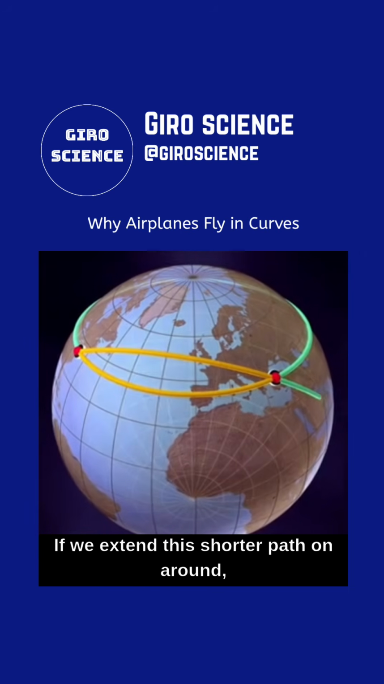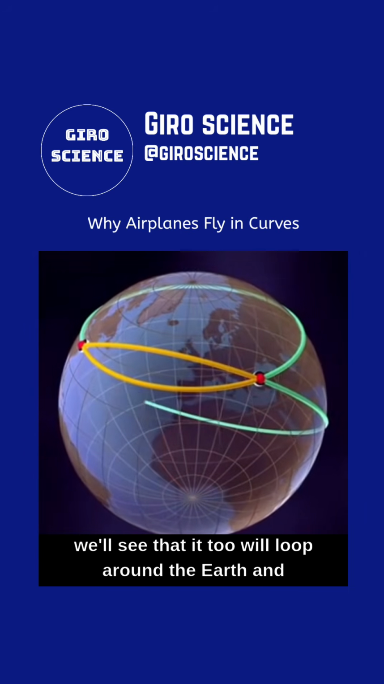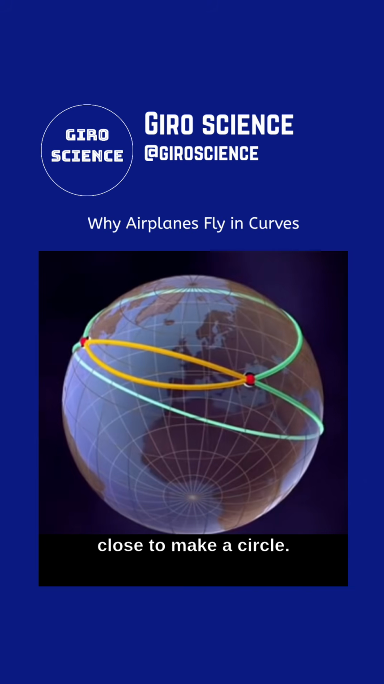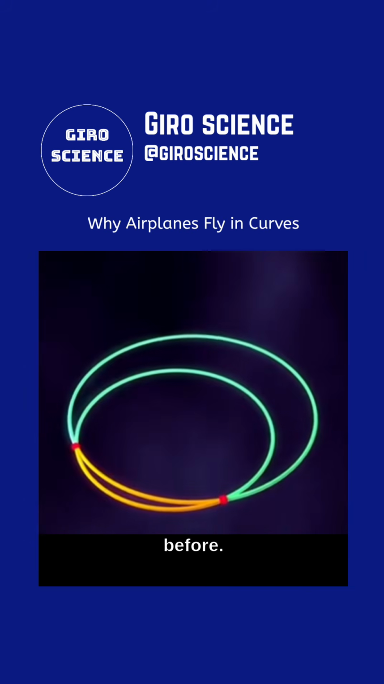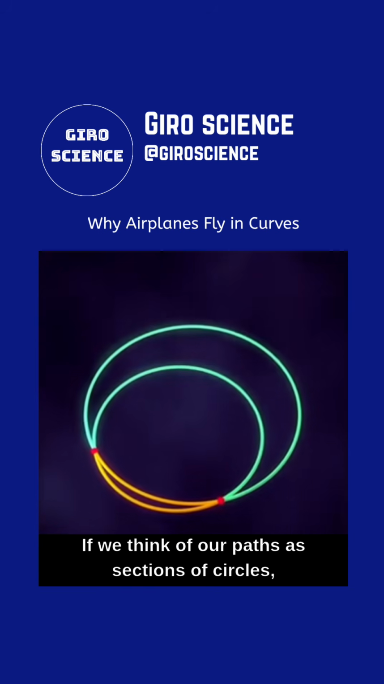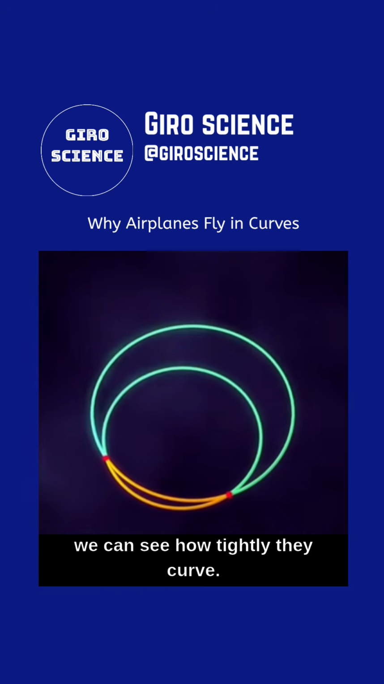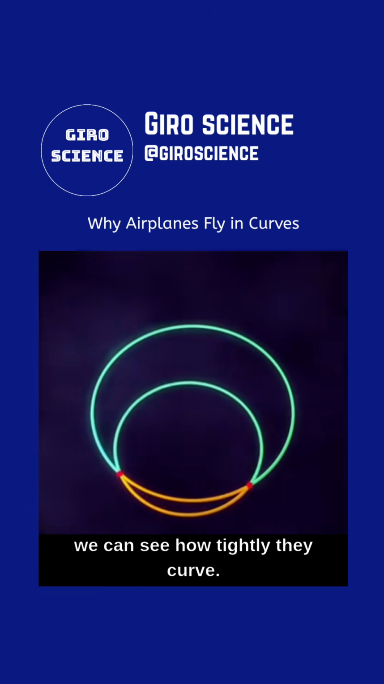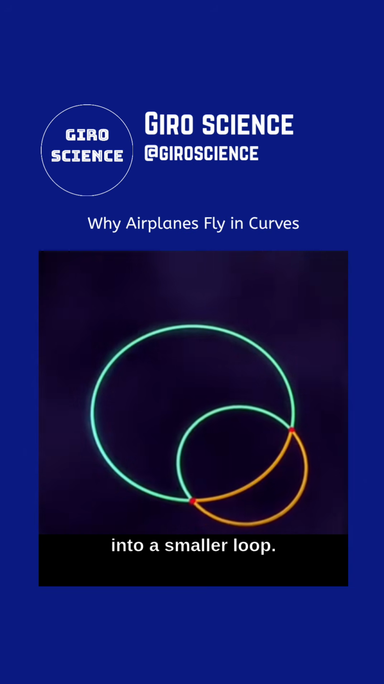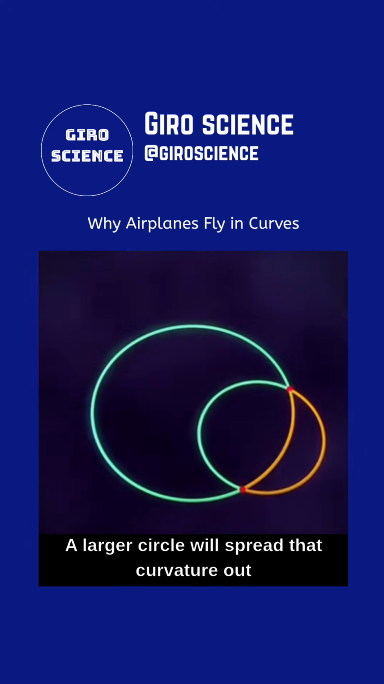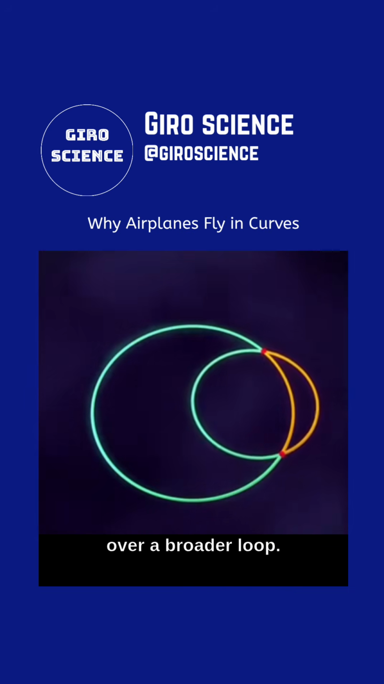So why is this path shorter than the one running directly east? If we extend this shorter path on around, we'll see that it too will loop around the Earth and close to make a circle. And this circle is larger than the one we drew before. If we think of our paths as sections of circles, we can see how tightly they curve. Smaller circles wrap their curvature more tightly into a smaller loop. A larger circle will spread that curvature out over a broader loop.